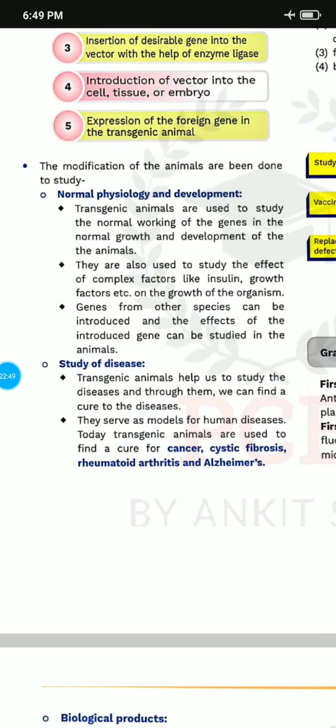It is also used to study disease. Transgenic animals help us study the disease, and we can find out the cure. They also give us models of human disease. Nowadays transgenic animals are used toward curing cancer, cystic fibrosis, Alzheimer's disease, and arthritis.